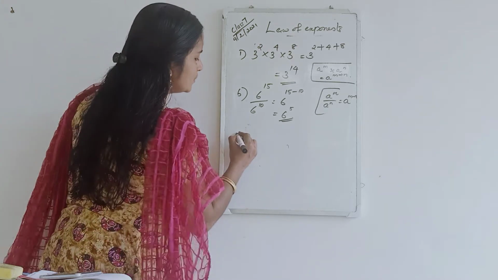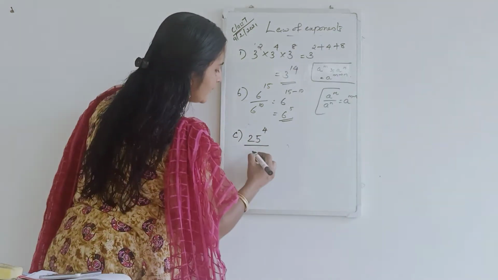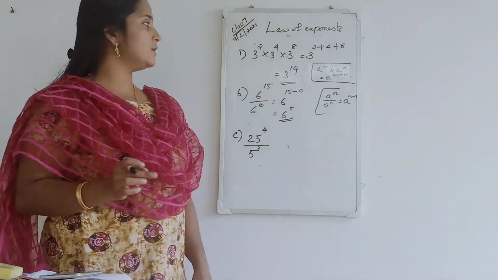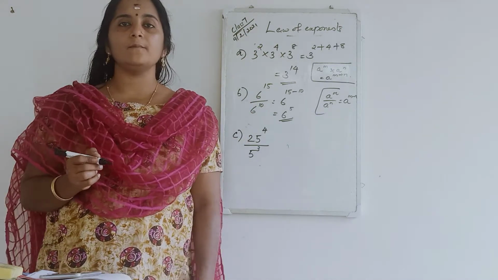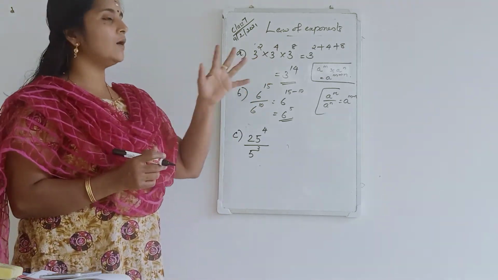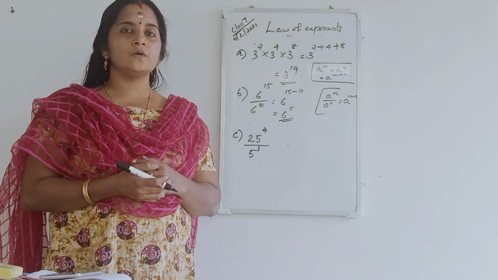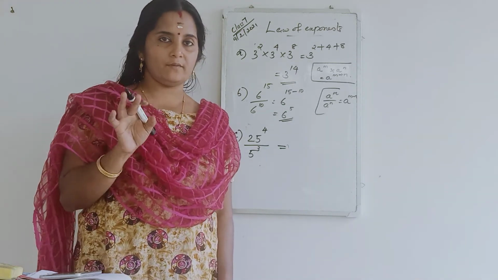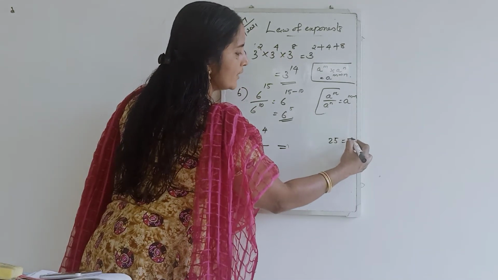Then 25 raised to 4 divided by 5 cube. Here in the earlier questions, A and B, we have the same base: 6 and 6, here we have 3. But in this question, the bases are different. So what do we do? We convert it into the same base. We can convert 25 into 5, that is, 25 is 5 square, isn't it?